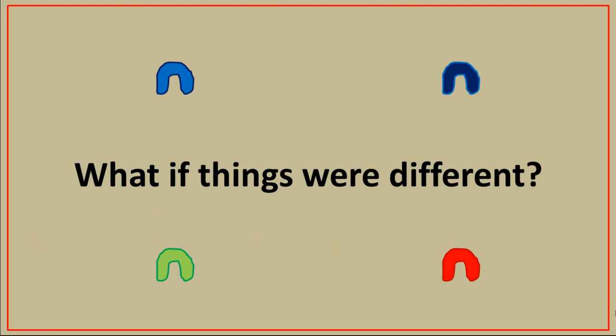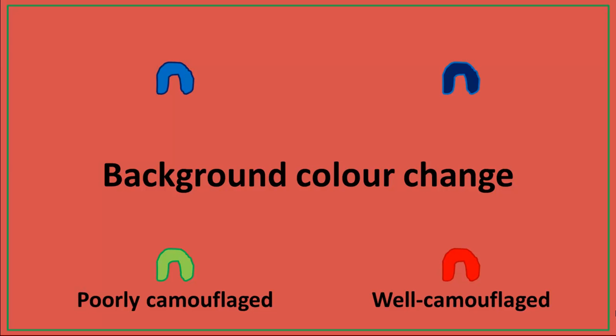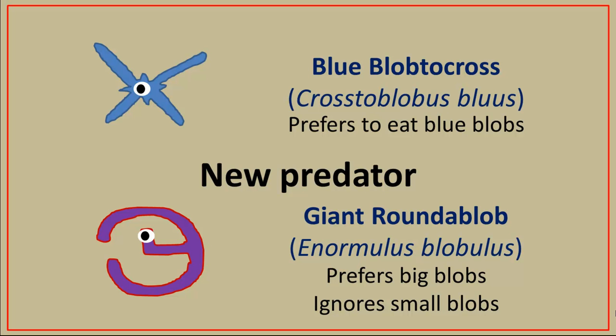Now we might ask, what if the original assumptions and conditions we had set had been different? Even in the simple model, there are lots of things we can change, like, for example, the color of the background. Now the green blobs have a disadvantage and the red blobs have an advantage. Obviously this would change the selective pressure in favor of the red blobs. We could introduce a different predator. For example, the blue blobtocross has a preference for blue blobs because they have an essential blue nutrient that it needs. On the other hand, the giant roundablob discriminates based on size because it figures the smaller blobs just aren't worth its while. Again, changing the characteristics of the predator would affect the evolution of the horseshoe blob population.